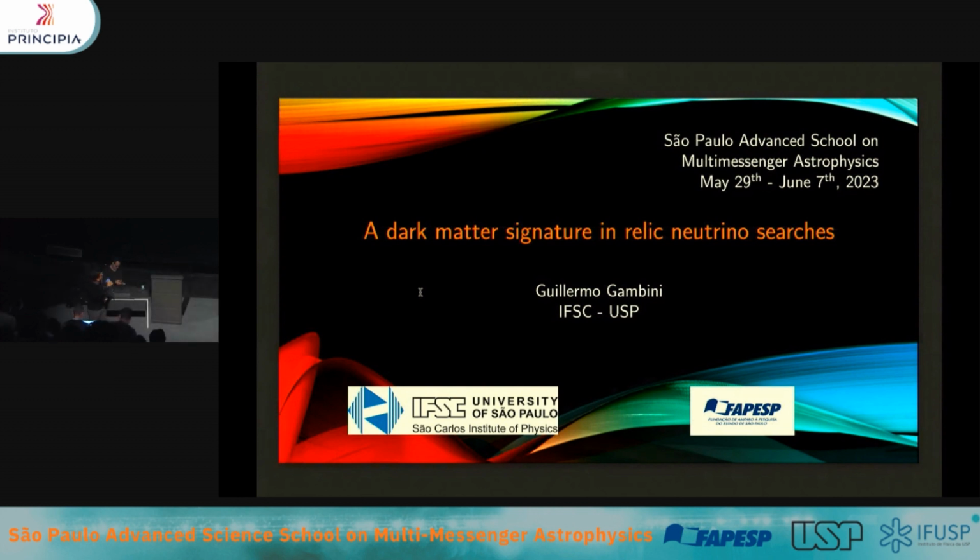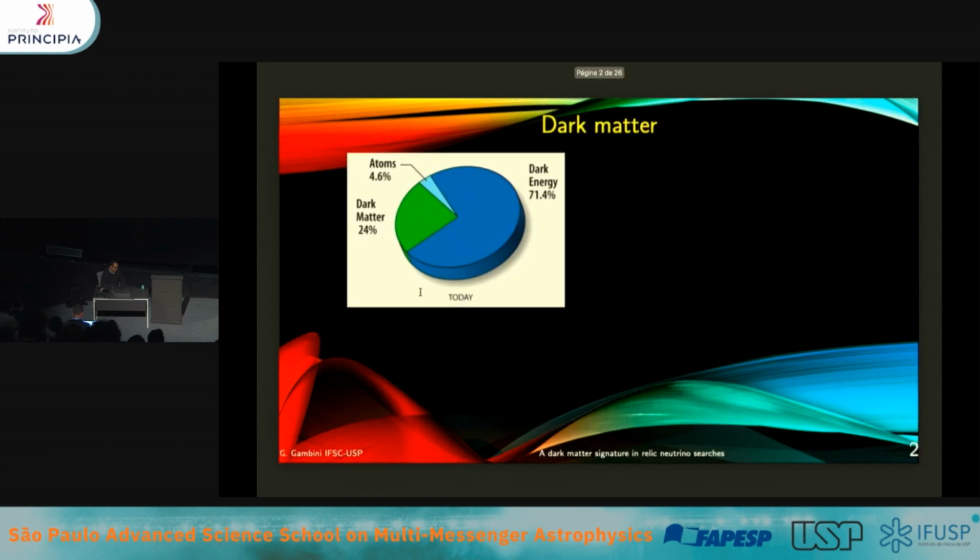Hello everyone, I'm Guillermo Gambini, and I'm here to talk to you about the possibility of a dark matter signature in neutrino searches. Next slide, please. So we have seen this pie chart of the energy content of the universe, where we have visible matter and dark energy.